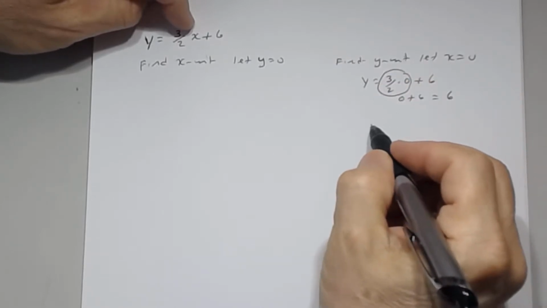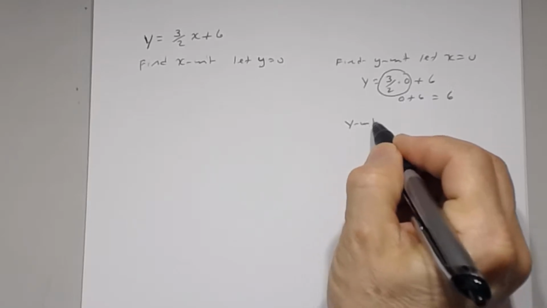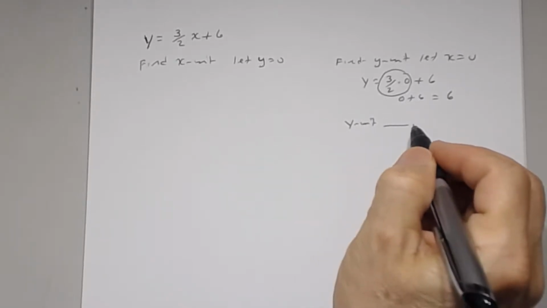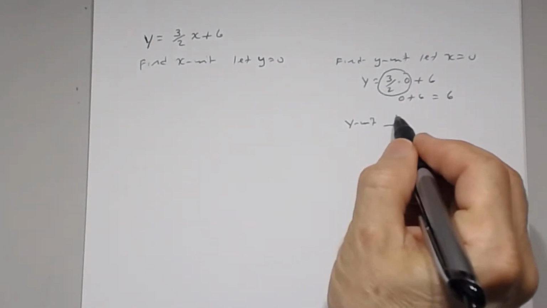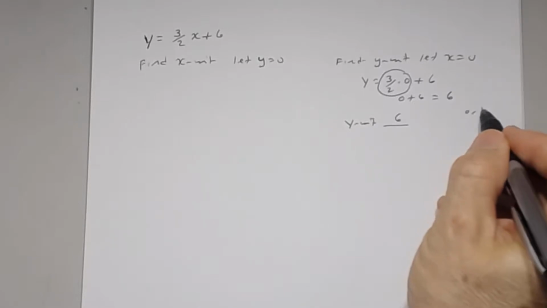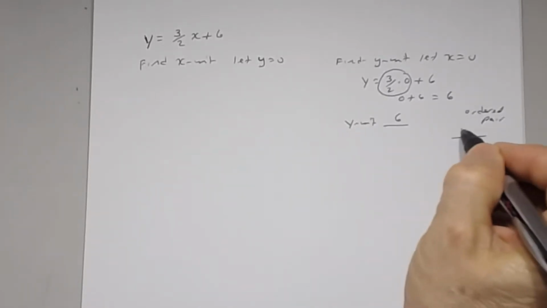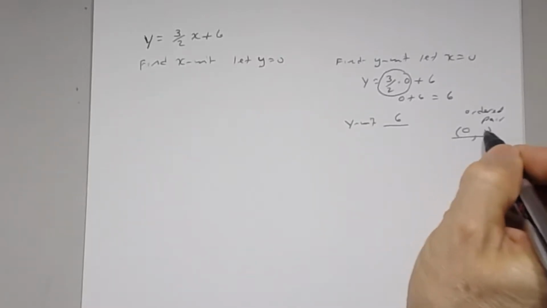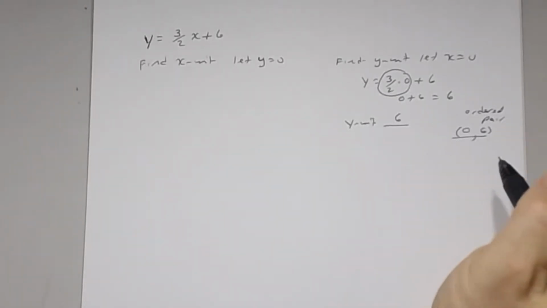Now on the worksheet it'll say Y-intercept with a blank. If it doesn't say anything about an ordered pair, then you can just put what number here? 6. If it says an ordered pair, then you have to say, in parentheses, what? 0, 6, because x is 0. All right, so there's your Y-intercept.